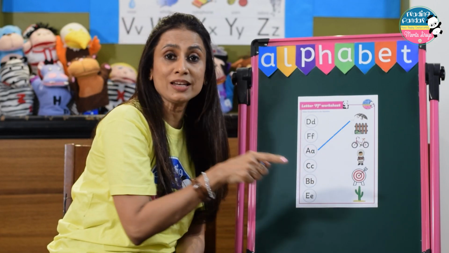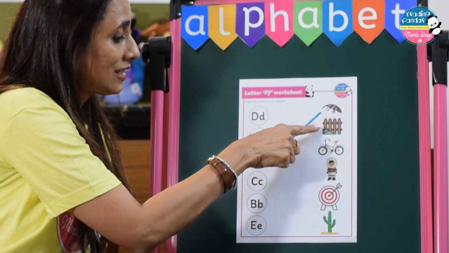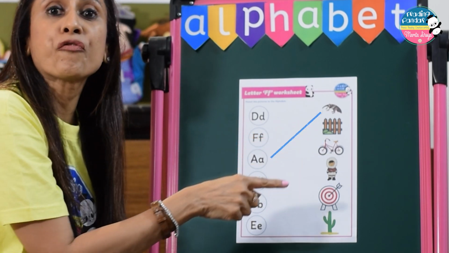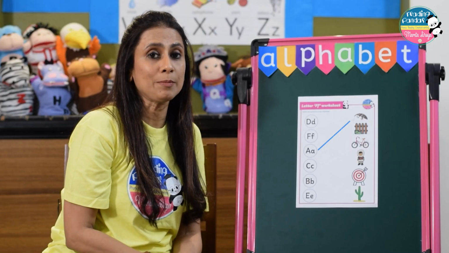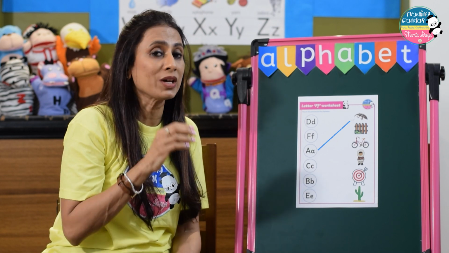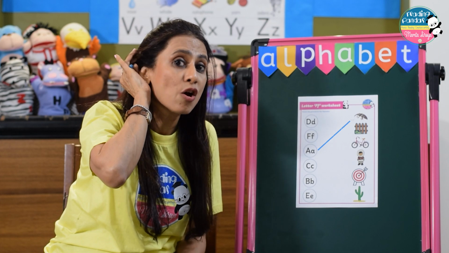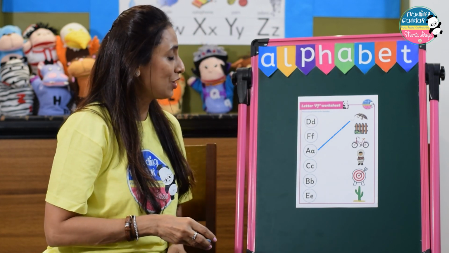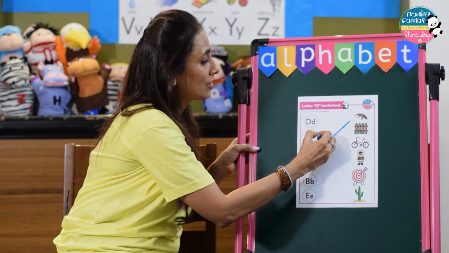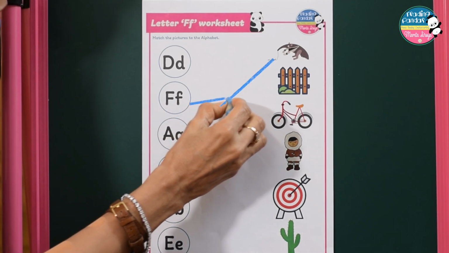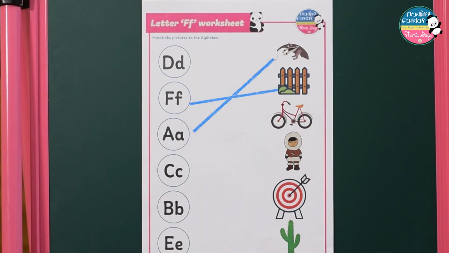Now moving on to the next picture. This is a fence. Now can you tell me, fence begins with which sound? Something that we learned today is F. Very good. So we are going to match this to the fence.